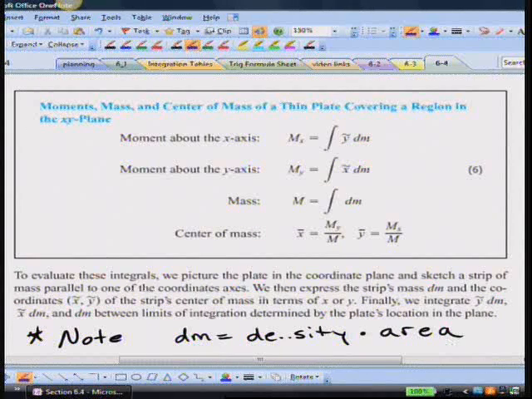Okay, so let's see. To evaluate these integrals, we picture the plate in the coordinate plane and sketch a strip of mass parallel to one of the coordinate axes. We then express the strip's mass, dm, and the coordinates, x tilde, y tilde.